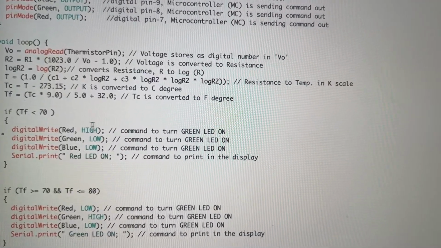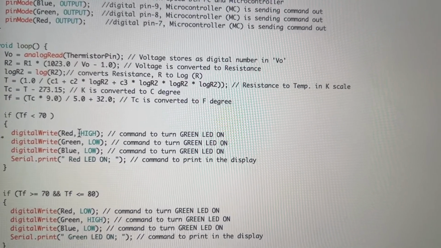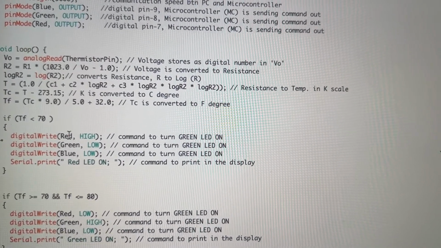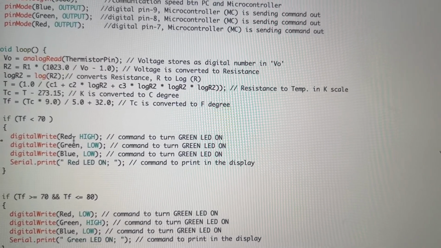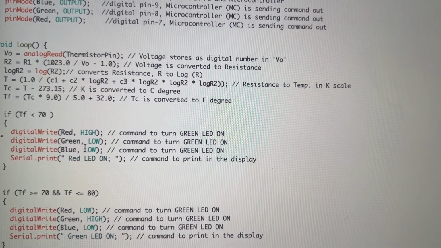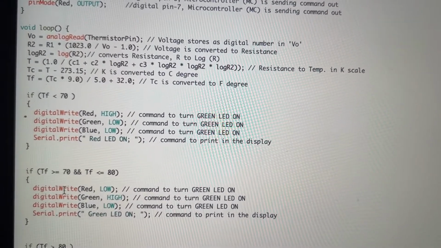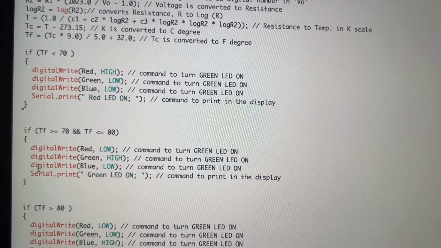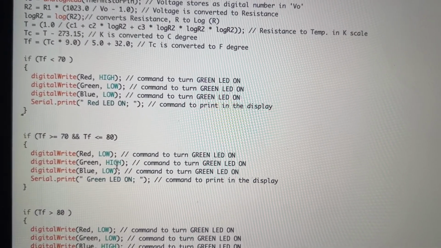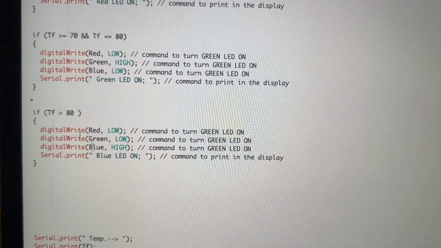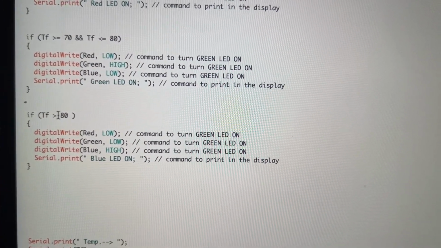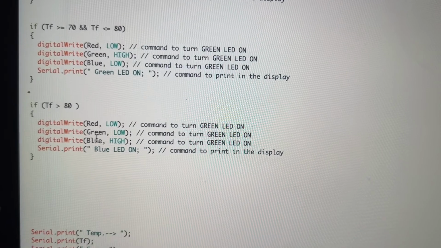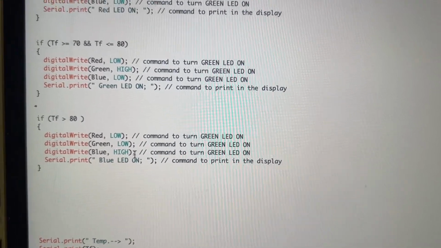When the temperature is less than 70, the red LED will turn on, meaning it has high resistance, with low resistance in green and blue. When the temperature is between 70 and 80, the green LED has high resistance. When the temperature is higher than 80, the blue LED will have high resistance.